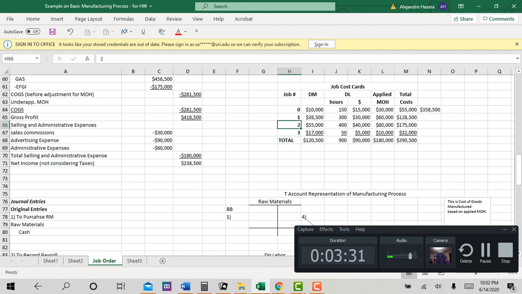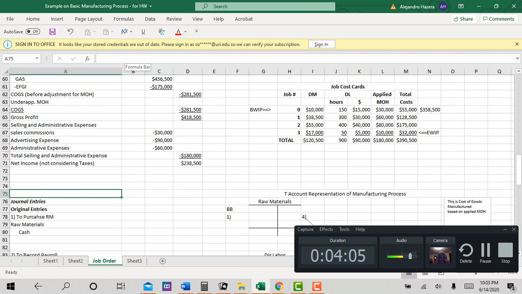A couple of assumptions. I'm going to assume that job 0 is in your beginning work in process. And I'm going to assume that job 3 is in your ending work in process.